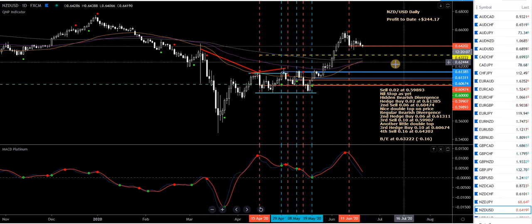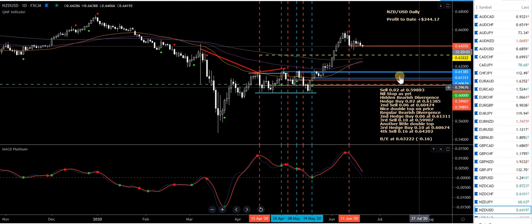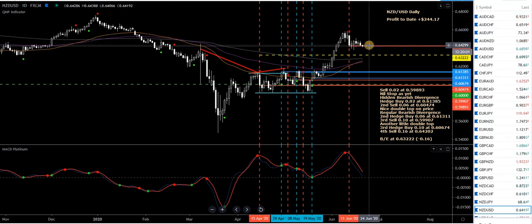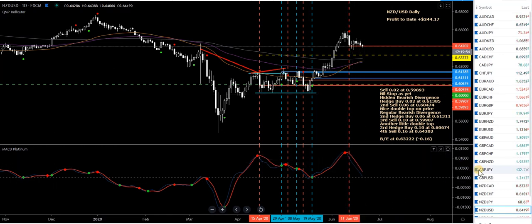Overall break-evens here. This green line is a big number, which is the 60-cent level with the Kiwi. Yeah, it's just not going down. It hasn't got far to go, but we'll just see how we go. The MACD Platinum's still above the 0 level a fair way, so it's not too bad.